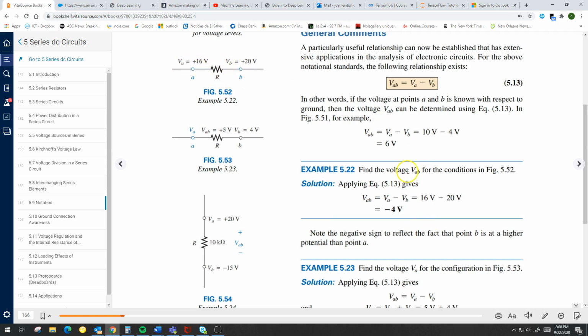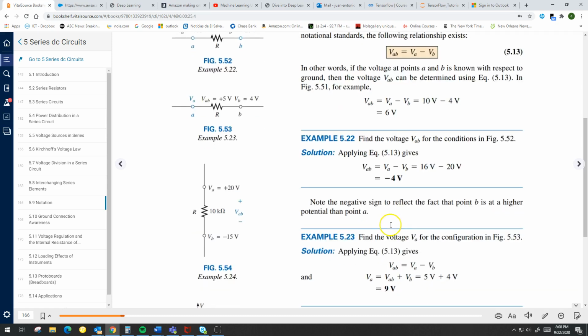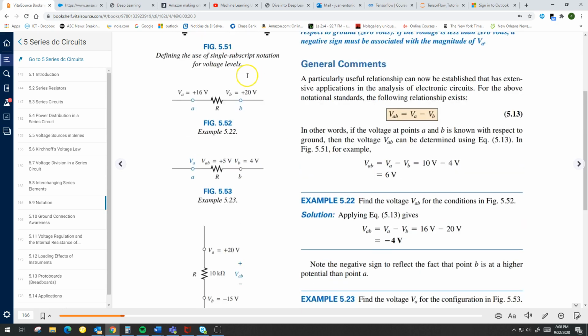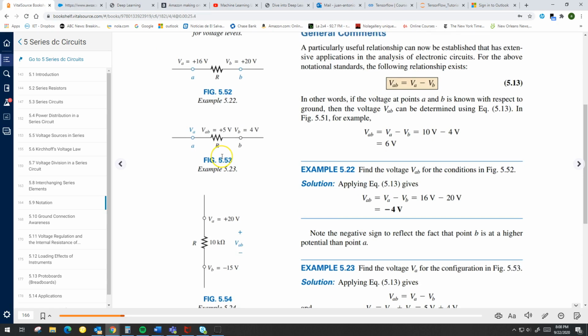Okay, so that's what's important, that you keep the notation. That means the negative indicates that the voltage at B is at a higher potential than the voltage at A, and you can see that from here, right? This voltage is at a higher potential than A.